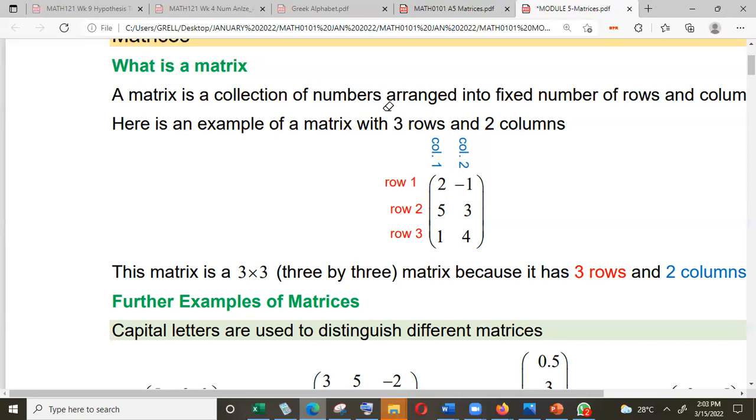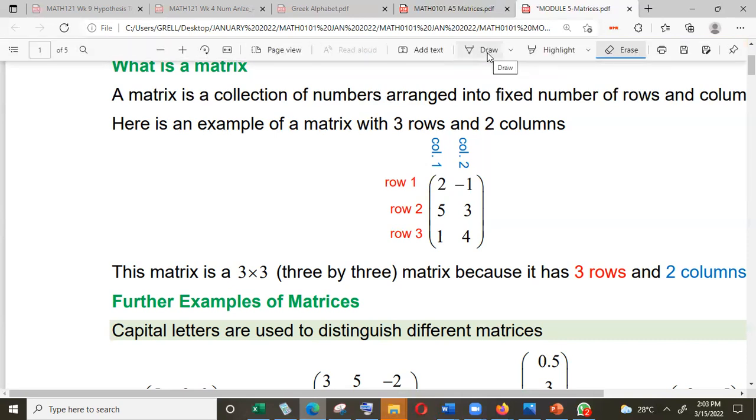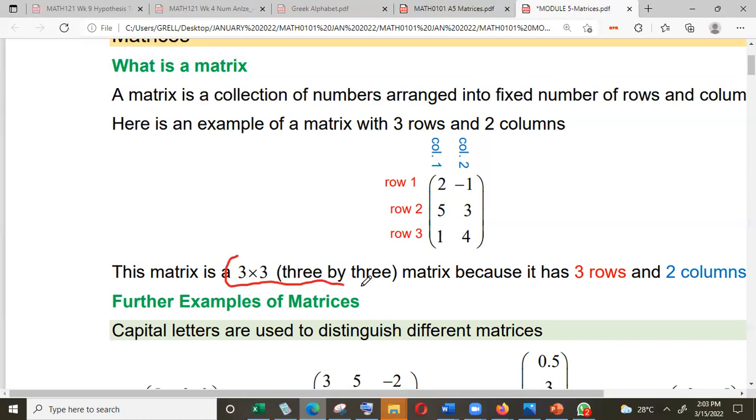Now, there's a problem with this statement. Can you identify it? Read carefully. It says this matrix is a 3 by 3 because it has 3 rows and 2 columns. What do you think that should be written there? This matrix is a 3 by 2, correct. So this is a typo. It's supposed to read this matrix is a 3 by 2.